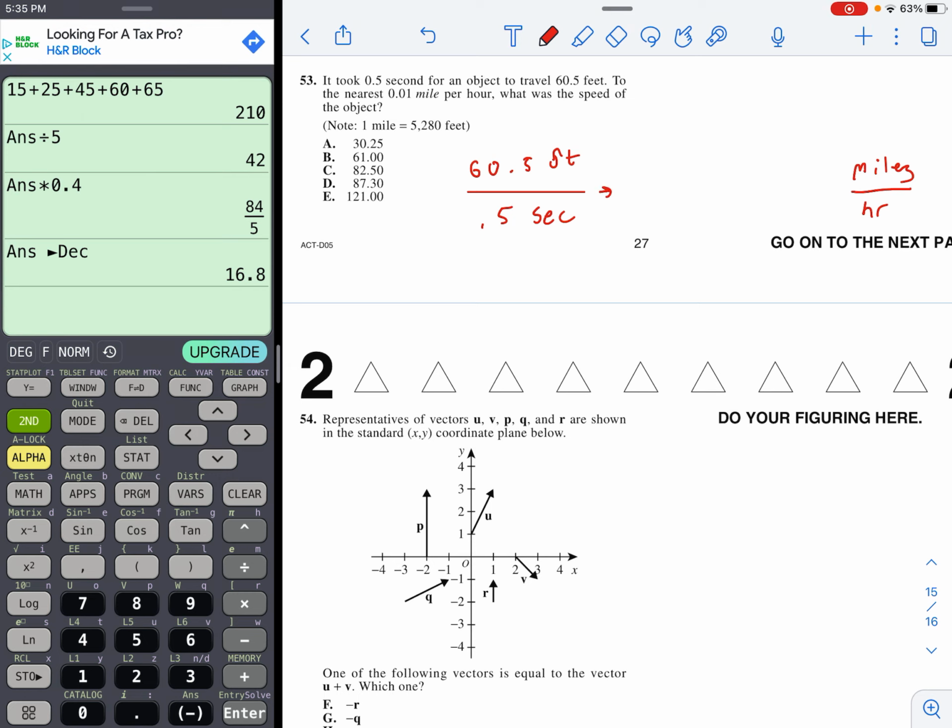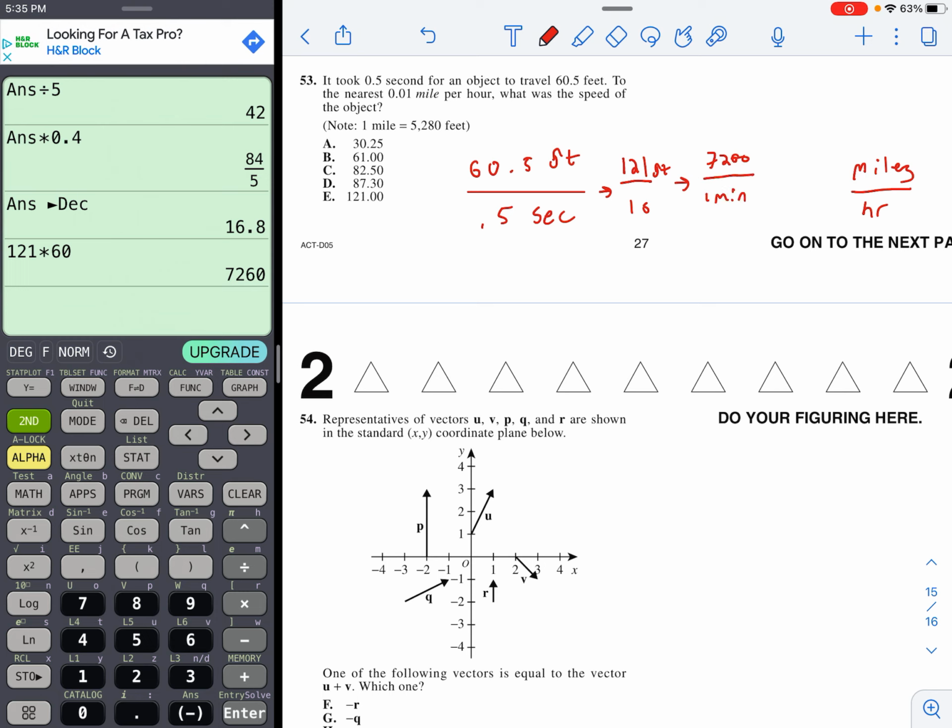Well, so first let's go from 0.5 seconds to a whole second. So I just multiply both of these things by 2. I'd have 121 feet in 1 second. Let's see here. Maybe now we go from seconds to minutes. So I multiply both these things by 60. So that would be 7260 feet in 1 minute.